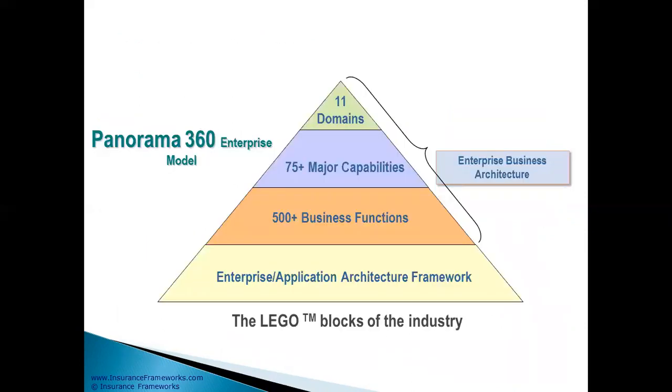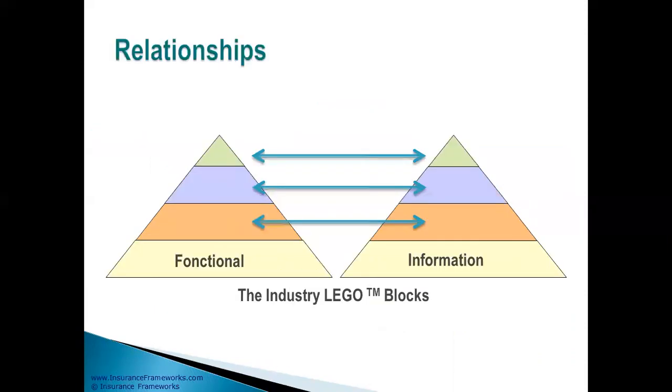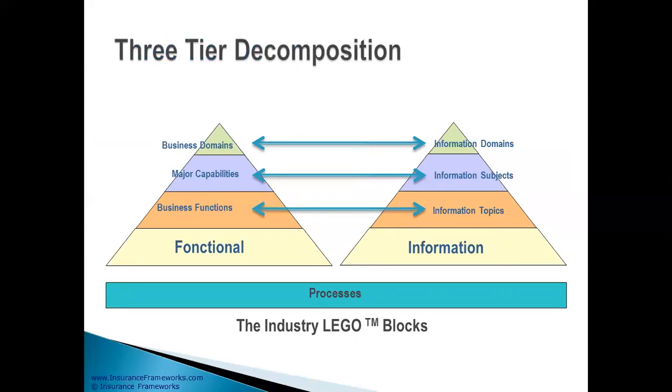Panorama 360 has a structure. It's a 3-level down structure with 11 domains, 75 plus major capabilities, and 500 plus business functions or functional capabilities. And that's the enterprise view. We also have an information relationship with the functional side, and it matches 1-to-1. And we have processes and value streams.